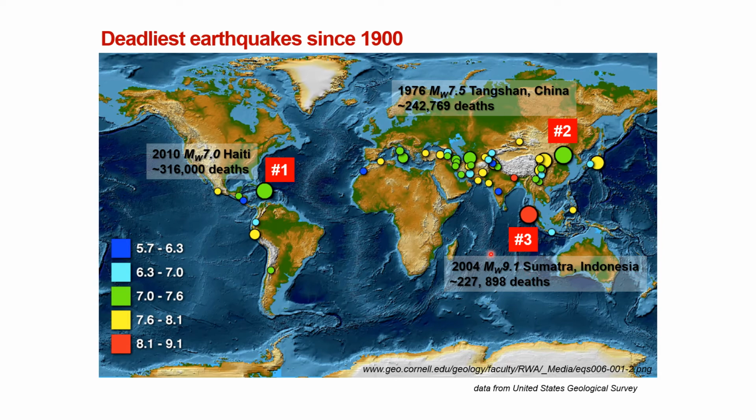So actually, ito yung isa sa mga pinakamalakas in terms of magnitude. Pero yung death toll niya is 227,000. So Haiti, even though mas mahina siya, mas marami pa rin yung number of deaths. And some other earthquakes are plotted over here, and we have one here in the Philippines.